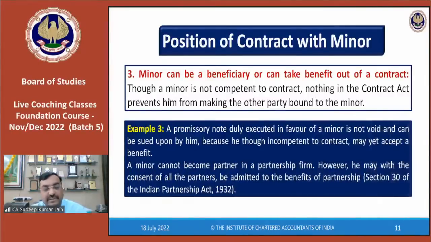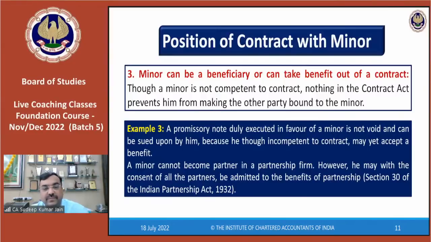See the example. A promissory note duly executed in favor of a minor is not void and can be sued upon by him because he, though incompetent to contract, may yet accept a benefit.